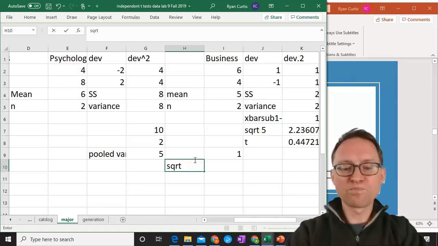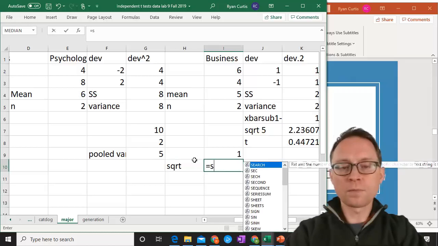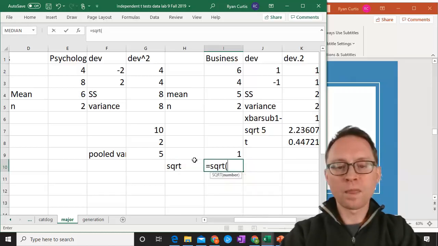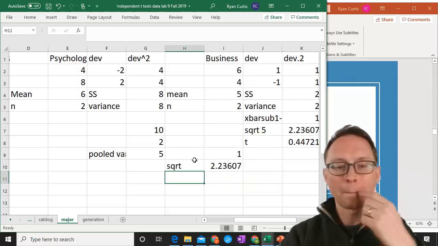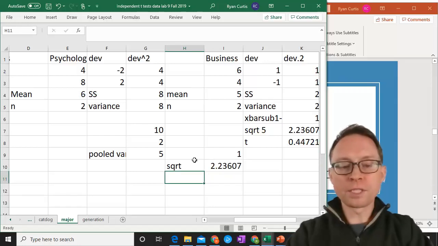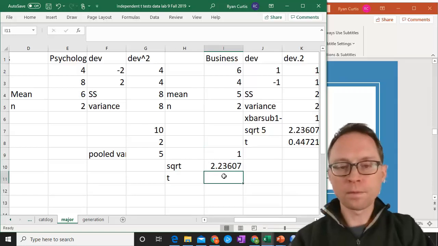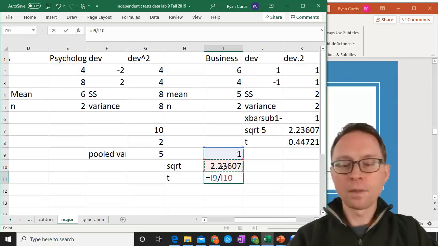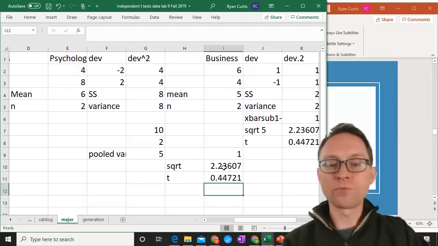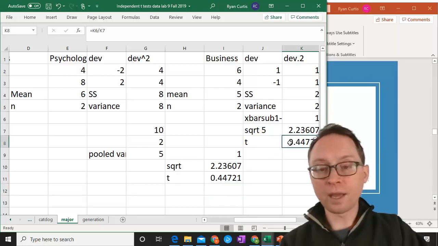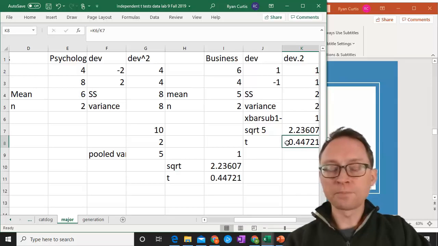So we take the square root of that, the square root of 5. Then we find our t statistic by taking 1 divided by that denominator right there, 0.447, which is exactly what we got last time when we did it the other way. It's the same. When n is the same in the two groups, then you can pool the variance, you'll get the same thing. That's totally fine. Okay.